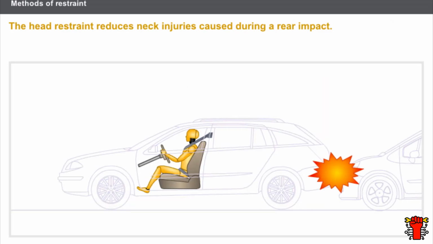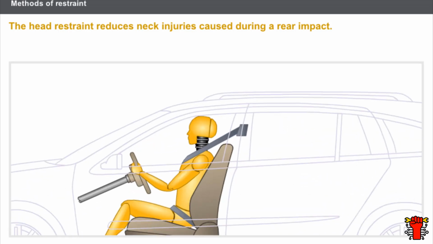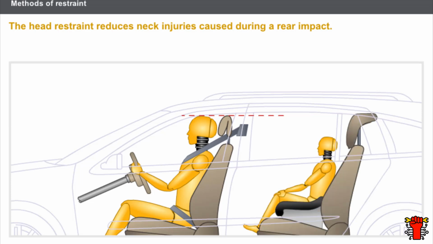The head restraint reduces neck injuries caused during a rear impact. During an impact, the head is flung backwards, and this can cause serious injury. The head restraints limit the movement of the head. For optimum effectiveness, the top of the head restraint must be adjusted as close as possible to the top of the head. Some head restraints unfold to support a child's head when seated in a child seat.